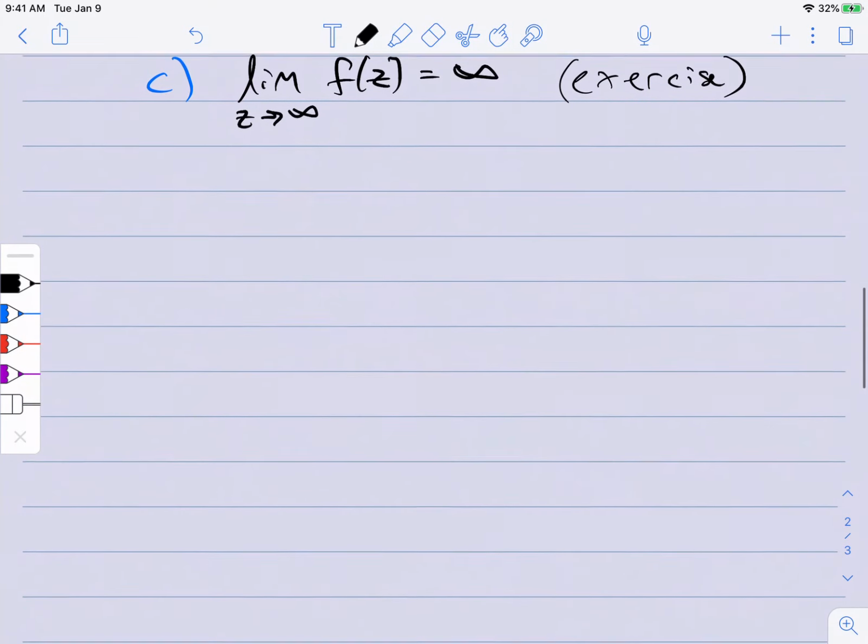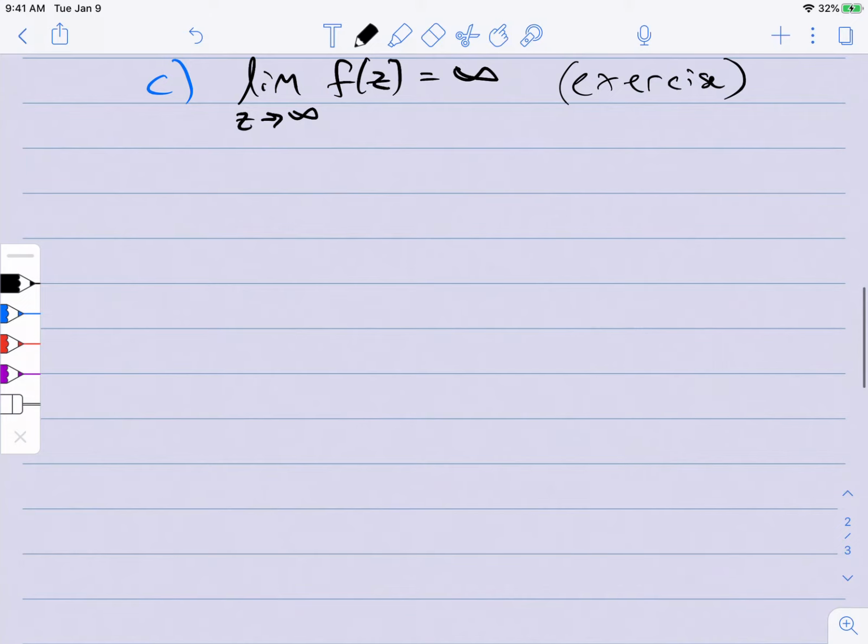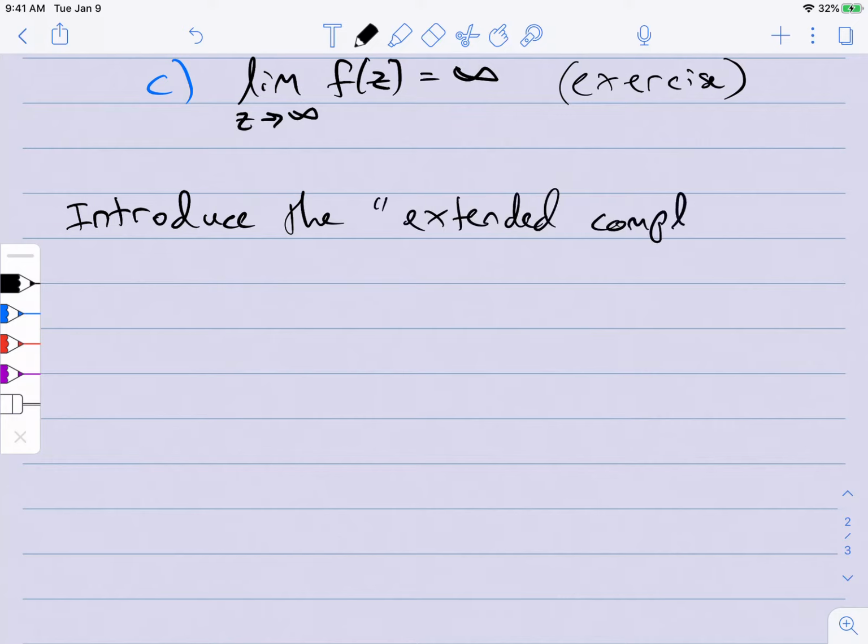Okay, so infinity is just a notion that's useful for defining limits, but it turns out to be kind of a good idea to think of it as an extra point that we're kind of adding to the complex plane. If we want to do this formally, we can introduce what's called the extended complex plane. And we'll denote it by C hat, C with a hat on top.